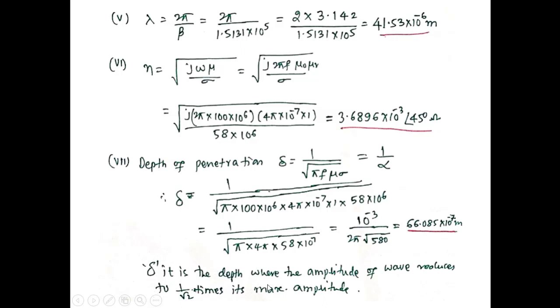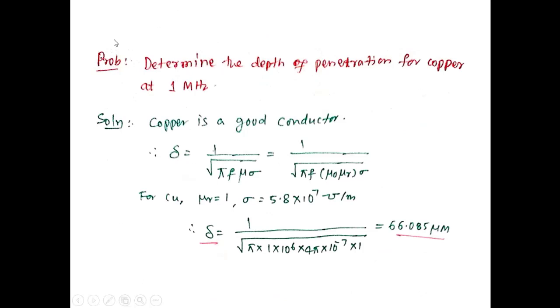So delta is the depth where the amplitude of wave reduces to 1 by root 2 times its maximum amplitude. Next, to determine the depth of penetration for copper at 1 MHz frequency, copper is a good conductor.